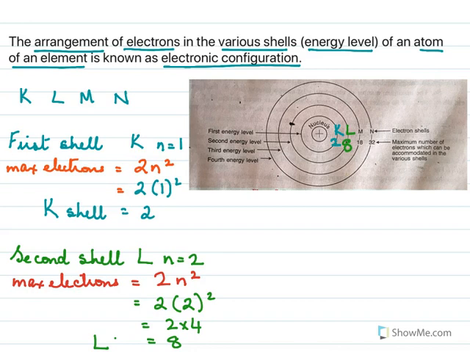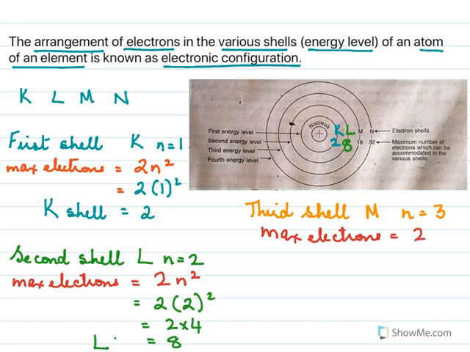Then we go to the M shell, the third shell or the third energy level, which is M, n equal to 3 because it is third, and the formula for maximum electrons that can be accommodated is 2n square, which means it is 2, your n here is 3, and 9 into 2 is 18. So in the M shell, a maximum of 18 electrons.